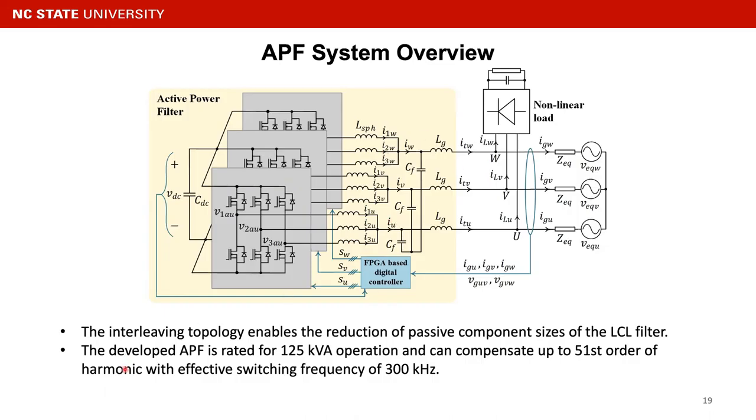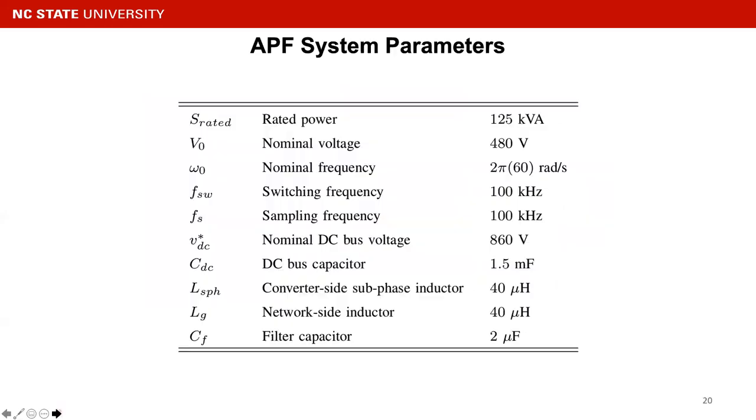And the developed active power filter is rated for 125 kVA operation, and it can compensate up to the 51st order of harmonic with an effective switching frequency of 300 kilohertz. And here are the system parameters for our APF system.